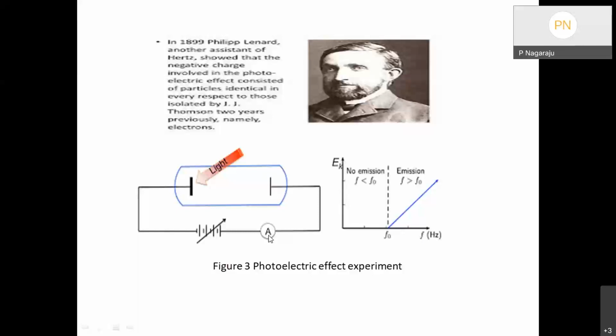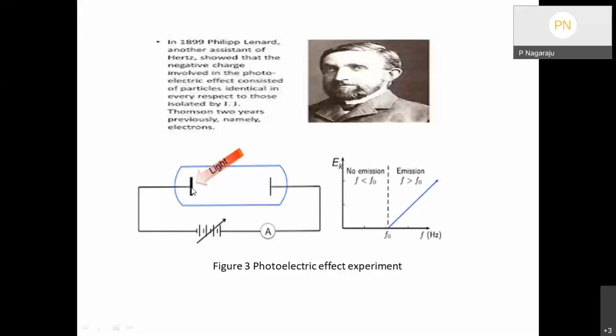Of course, I have shown here an ammeter, but the current obtained here is not of the order of ampere. It is only of the order of microampere. At the best condition, it is of the order of milliampere, but not in the form of ampere. Anyway, this is an ammeter. It is in the micro range.